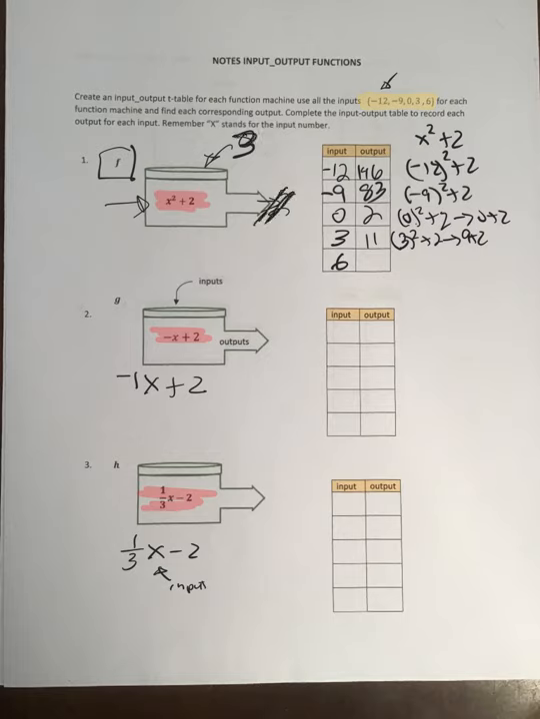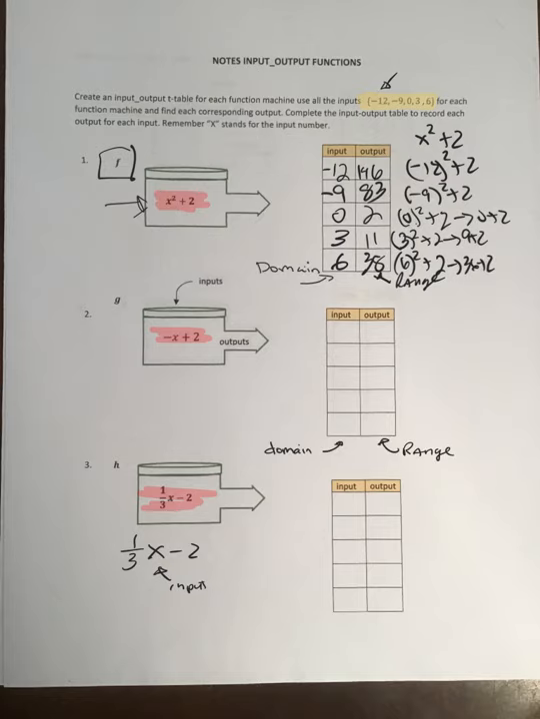So input, outputs. Remember the inputs are also the domain, and the outputs are also the range. And when you plug in 6, so if 6 goes into the machine, right, 6 squared plus 2 is 36 plus 2 gets you 38 coming out. So when you put 6 into the machine, 38 comes out. So 6 squared plus 2 is 36 plus 2 is 38.